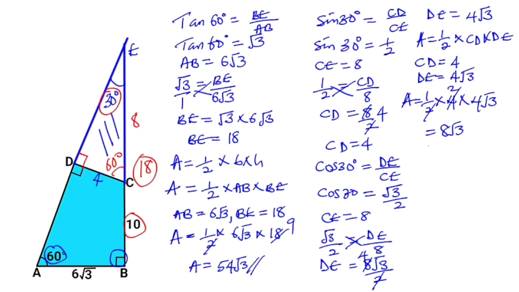To get the final area of quadrilateral ABCD, we just subtract the small triangle from the large one. The area of triangle ABE is 54 square root of 3. And the area of triangle CDE is 8 square root of 3. 54 square root of 3 minus 8 square root of 3 is equal to 46 square root of 3. And there you have it. The exact area of the quadrilateral is 46 square root of 3 square units.